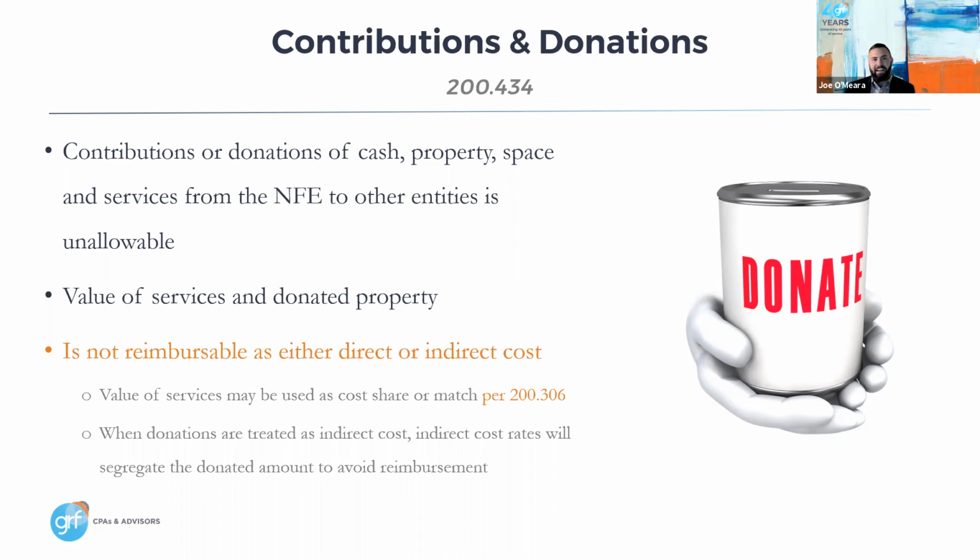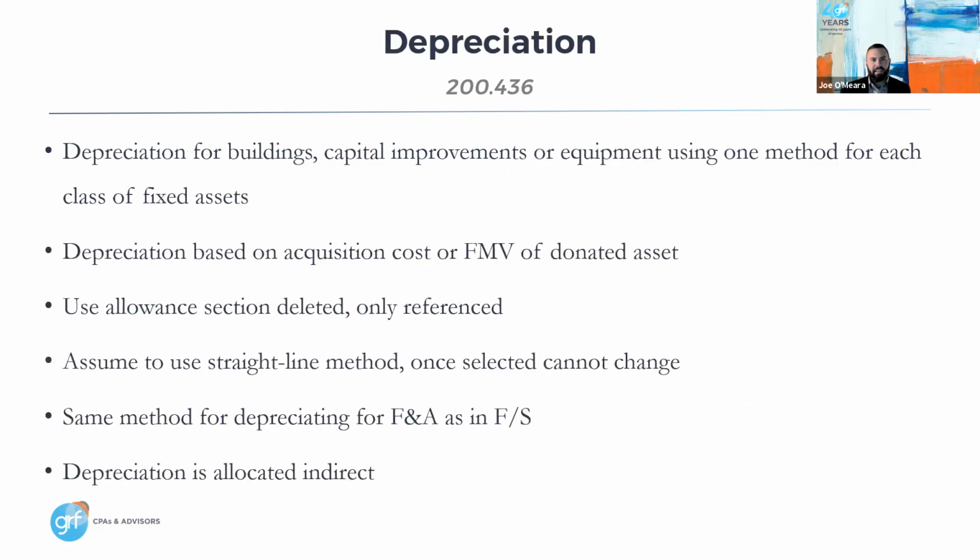Right. So the next one here is depreciation. And depreciation is an allowable cost. Depreciation for building, capital improvements, or equipment. An important thing to keep in mind when looking at the cost principles is that the U.S. government has specific definitions for a lot of terminology that's used, and those definitions are found in 200.1 of 2 CFR 200. So capital improvements and equipment are both defined specifically there, and we'll talk a little bit about them when we get into the equipment cost principle.